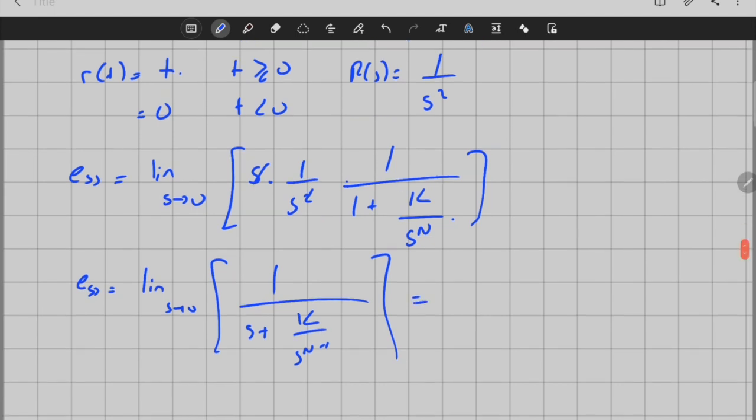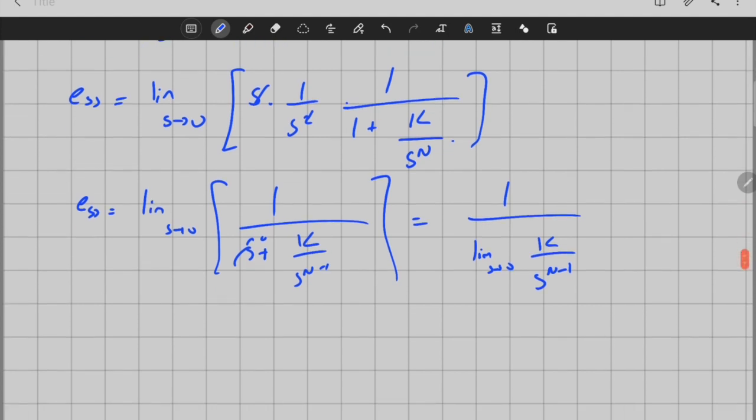So when s is going to 0, this is going to 0, so it is equal to 1 over the limit as s goes to 0 of k divided by s to the power n minus 1. That's great. So now let's analyze this a little bit. If this part is constant, I have a constant steady state error. But before that, let's analyze based on the type of the system.